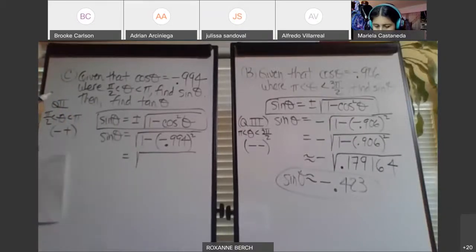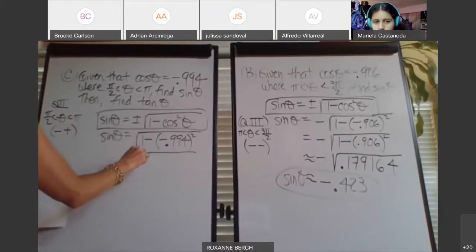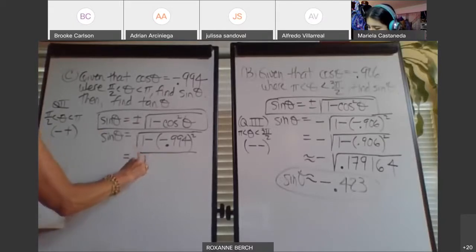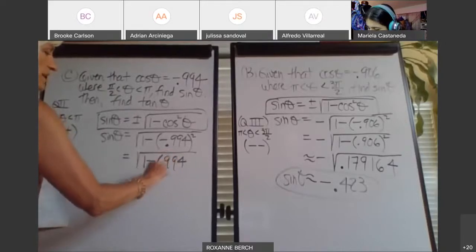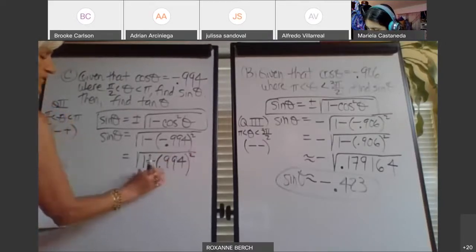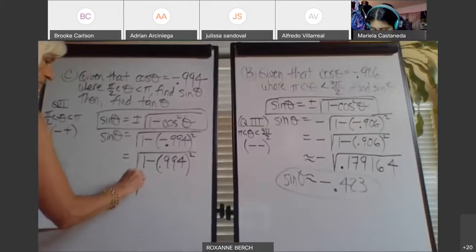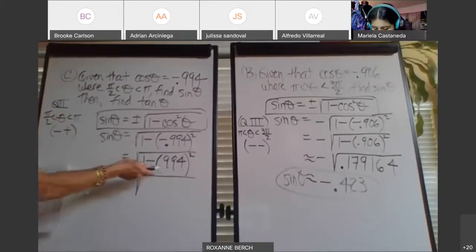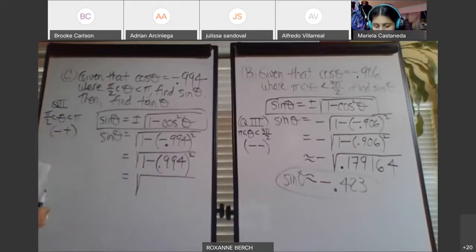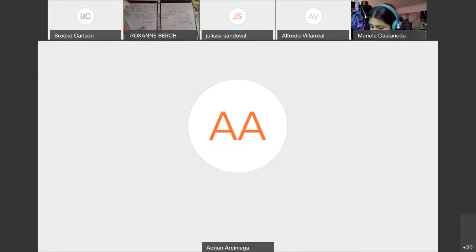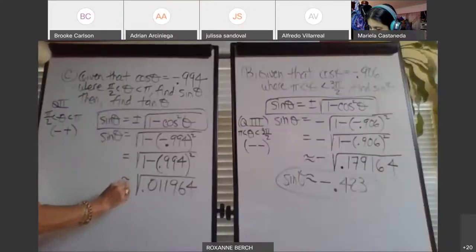Let's try it again. No problem. How about we put this in the calculator? 1 minus 0.994 quantity squared. So let's leave the radical and just do this on the calculator. What's 1 minus that quantity squared? 0.011964. Thank you. And so now let's see what we get. That's better, by the way.